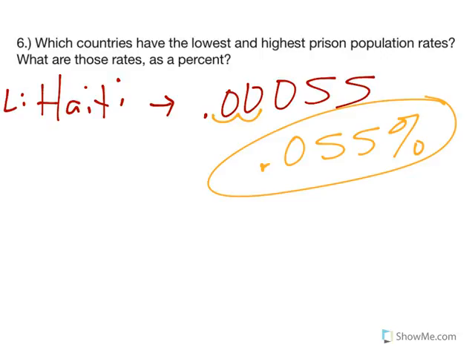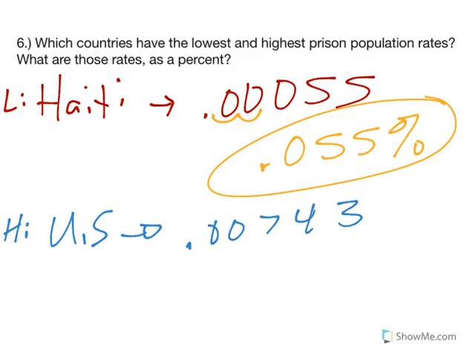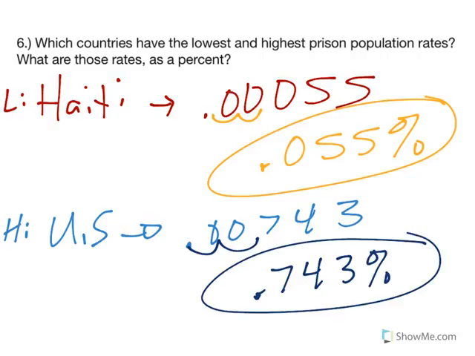Now, when we look at the highest, it is the U.S. The U.S. is at 0.00743. So when I change it to percent, 1, 2, I get 0.743%. So 0.7% of the U.S. population is in prison, based off this data from 2010.